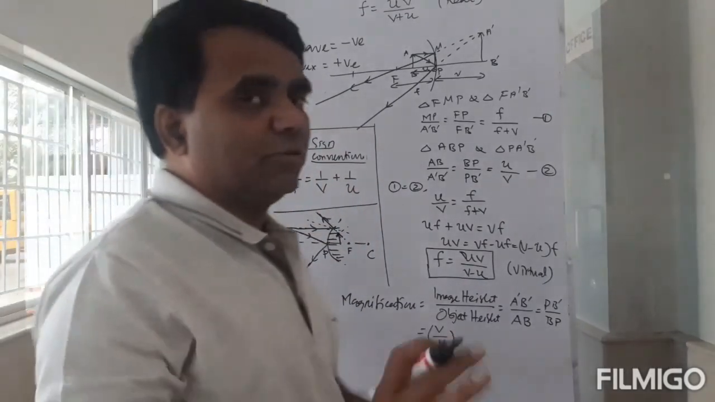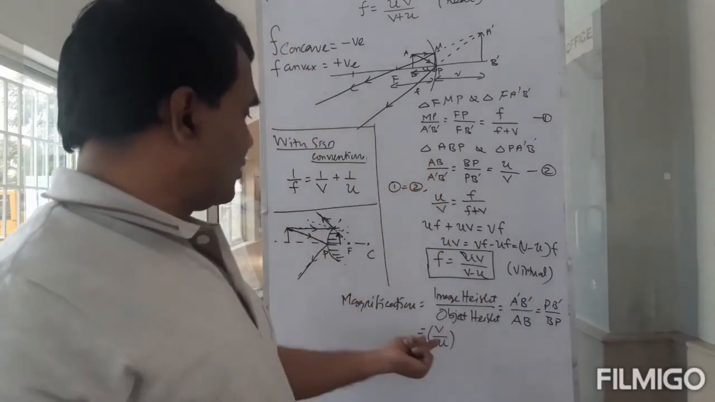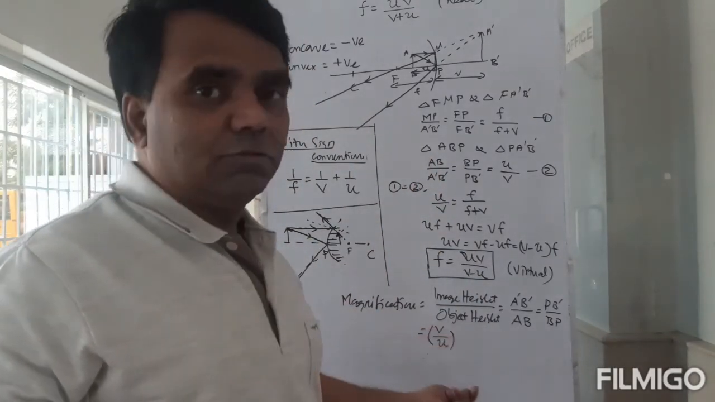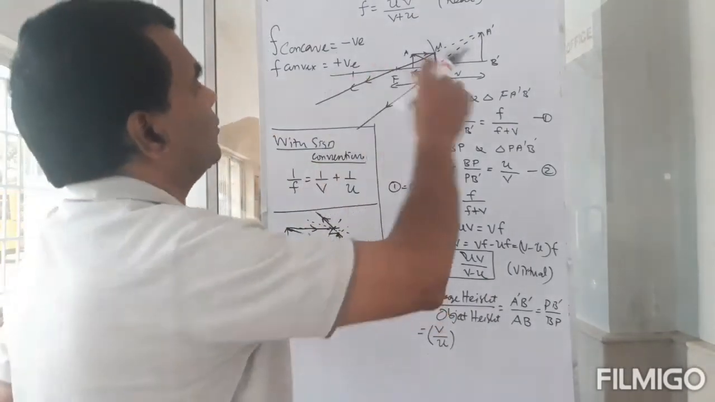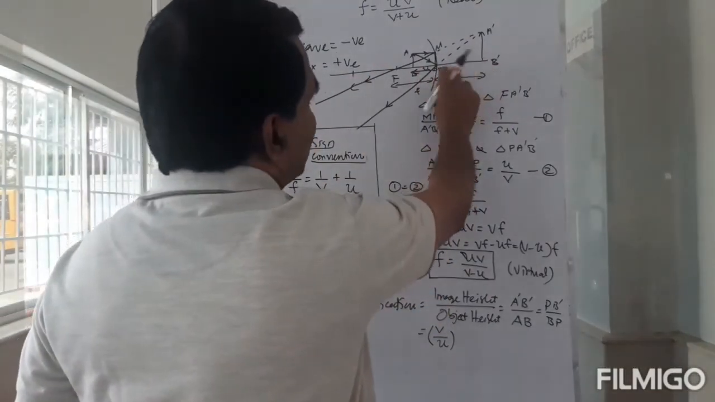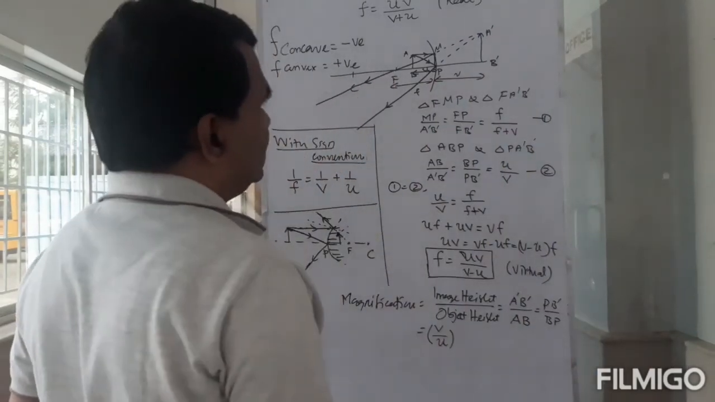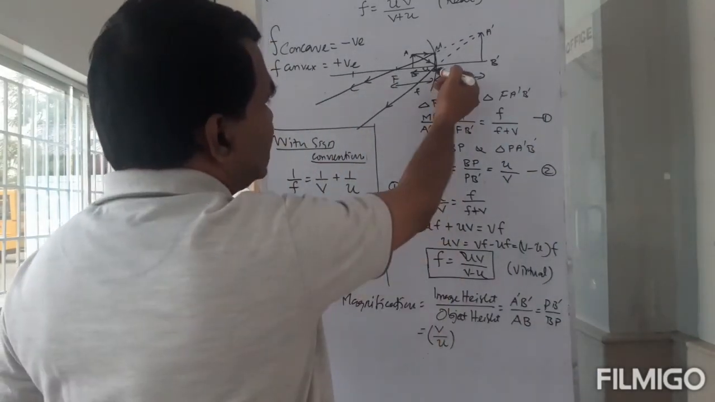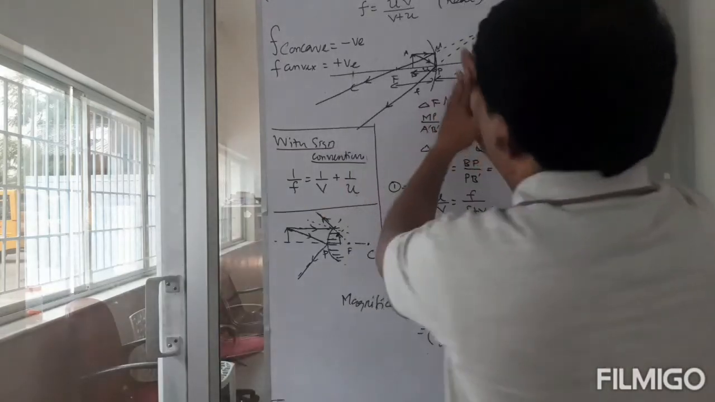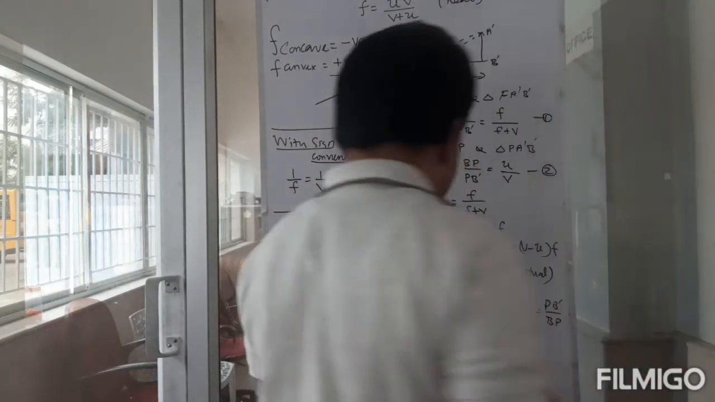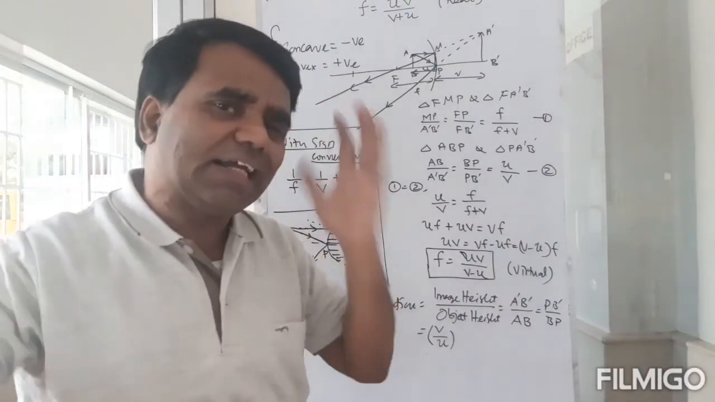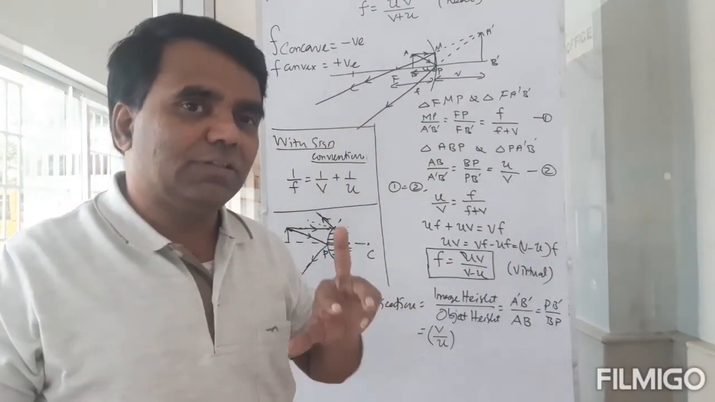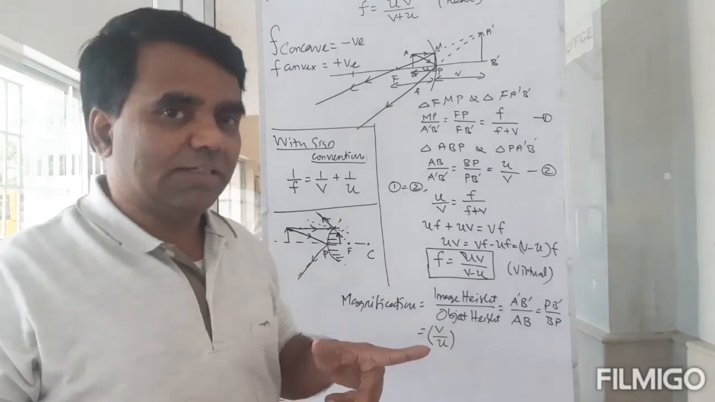Well, think about it. I said the moment you are starting to use V and U, then you must be using the sign convention. Right? Now, what is V? V is positive. Good. But what is U? U is negative. So a positive number divided by a negative number will give you a negative quantity. No. Okay?